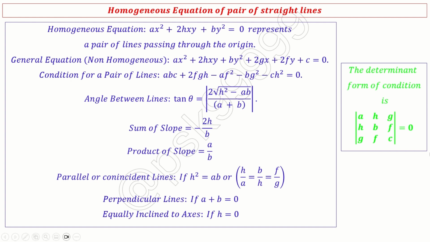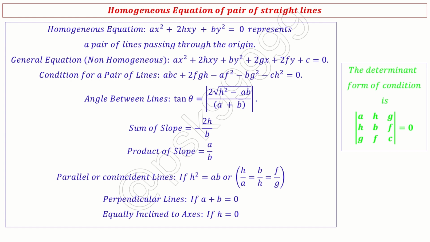And then in the diagonal you have a, b, and c. H is here, so h is repeated here. G is here, the first row is the x term, so g is here. Then the remaining is f, the y term is here. So if you calculate this determinant, it is the same as what you are seeing here: abc plus 2fgh minus af square minus bg square minus ch square equal to 0. If this condition is met, this is a pair of straight lines.